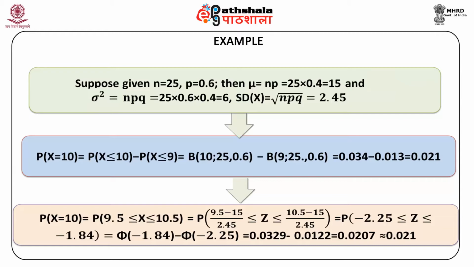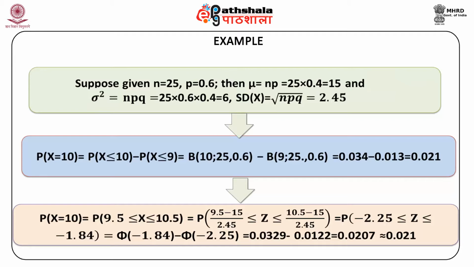That is equal to the probability that z is greater than or equal to minus 2.25 and that minus 1.84 is greater than or equal to z, which is equal to phi in brackets minus 1.84 minus phi in brackets minus 2.25, which is equal to 0.0329 minus 0.0122, which is equal to 0.0207, which approximates to 0.021.